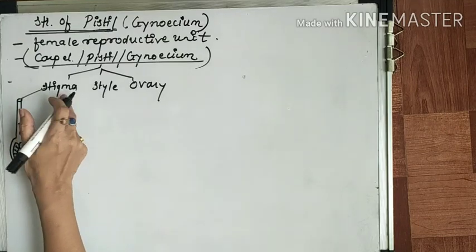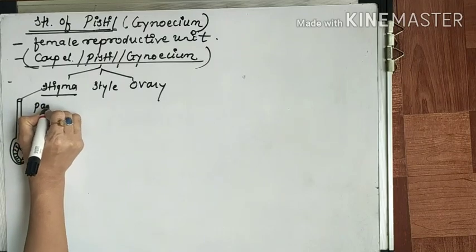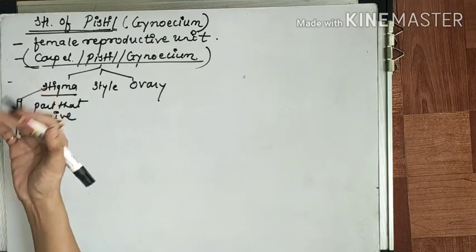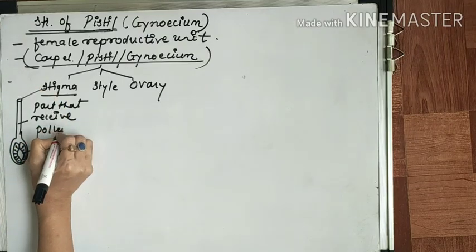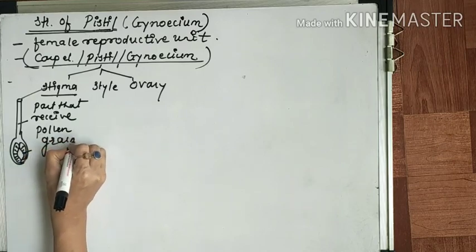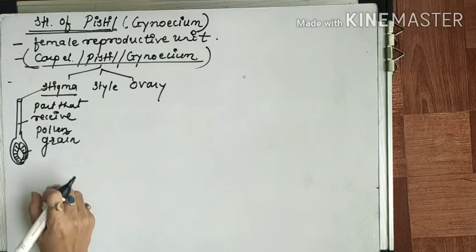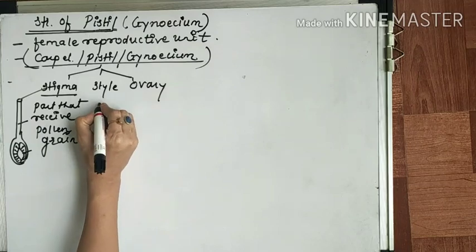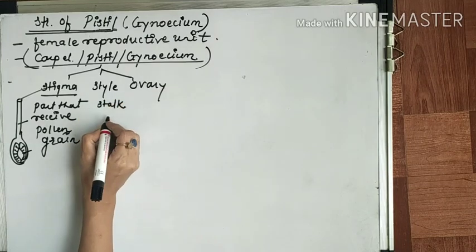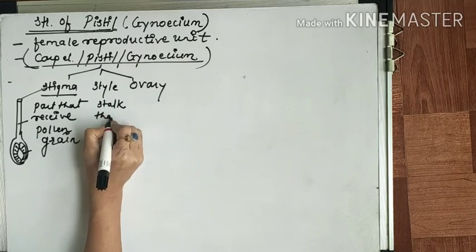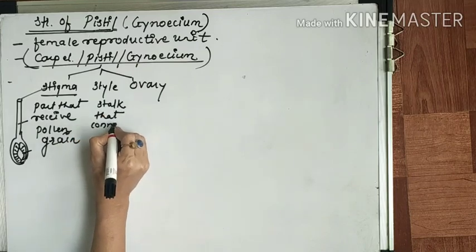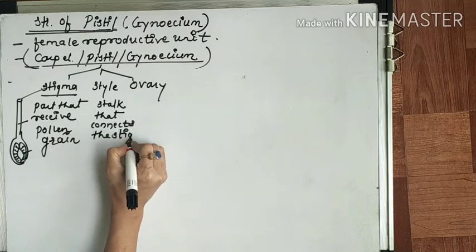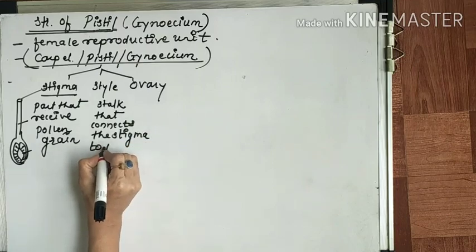So what is the part that receives the pollen? What is stigma? The part that receives pollen, right? And what is style? You can see the stalk that is between stigma and ovary. So what is it? It is nothing but the stalk that connects the stigma to the ovary.